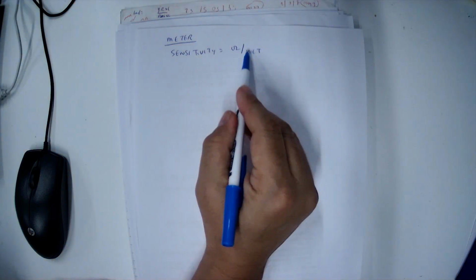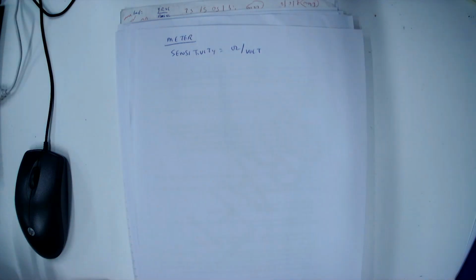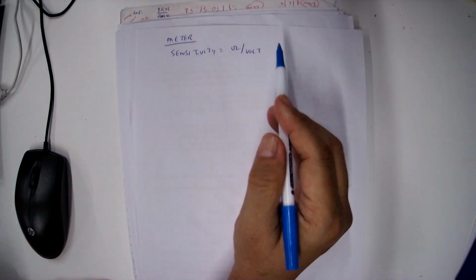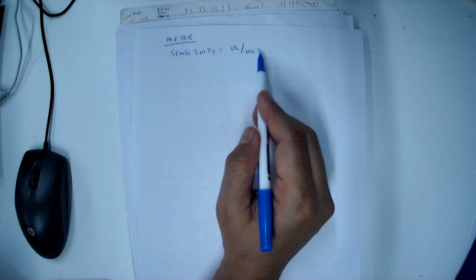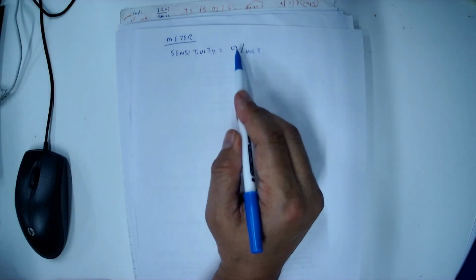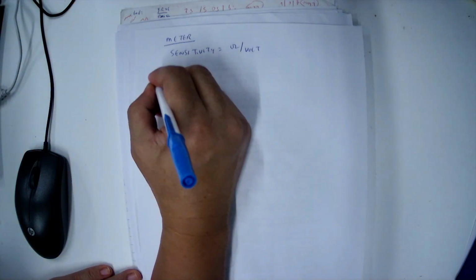In this case, the meter is sensitive with a constant, but if you want to measure the starting value of the volt, that voltage multiplied with sensitivity, then you can know the meter resistance. This is for the voltmeter. So based on this, we saw one problem.